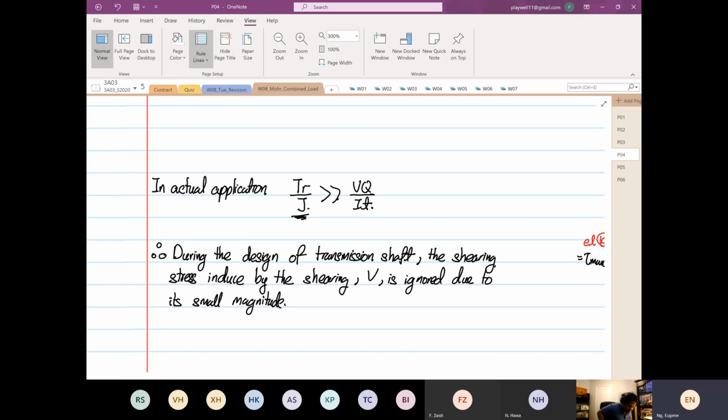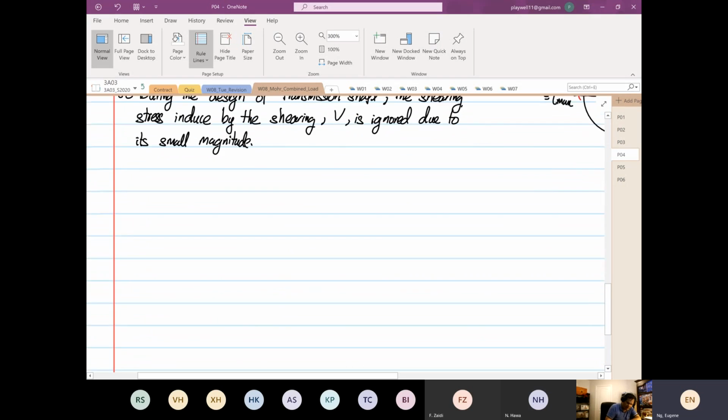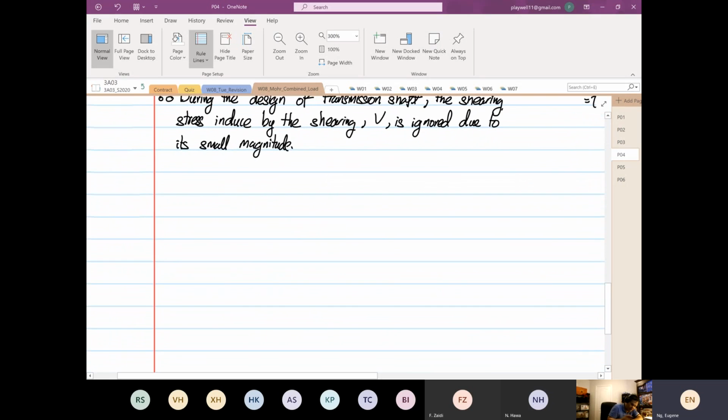So now we're going to analyze the structure of the transmission shaft. If now we're going to focus on element H, now we're going to focus on element H.